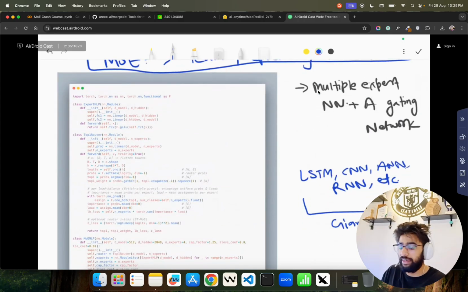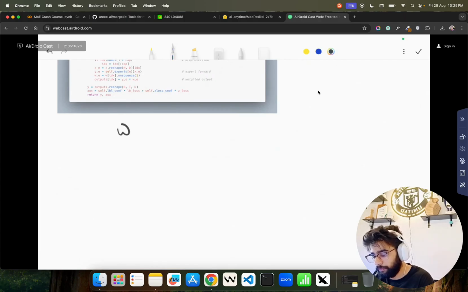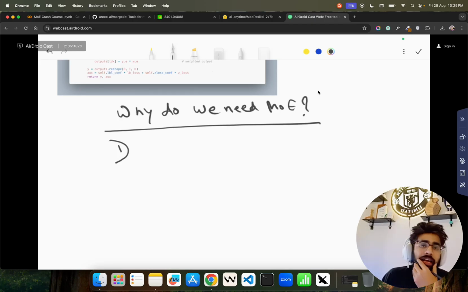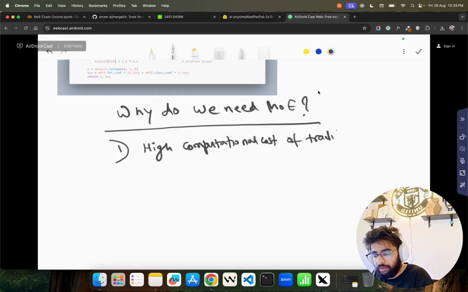Now the question is, why do we need it? That's the question. So let me just come here and write it here. Why do we need MOE, or mixture of experts? That's the right question. Because I like to break down the conventional or traditional neural networks. What are their constraints or limitations? The number one is the high computational cost. So I'm writing here: high computational cost of traditional NN. So that's the NNs I'm writing.